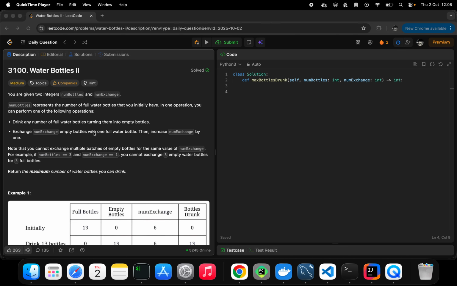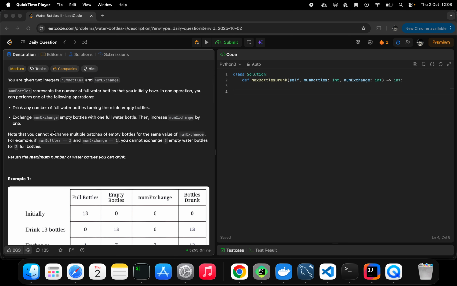Okay, so today we are going to solve problem number 3100, Water Bottles 2. I solved it earlier in the morning today. We have been given two integers, numBottles and numExchange. numBottles represents the number of full water bottles that we initially have. In one operation, you can perform one of the following: drink any number of full water bottles, or exchange.